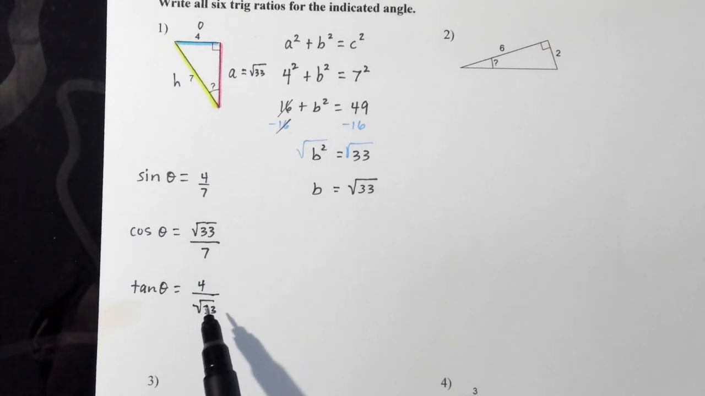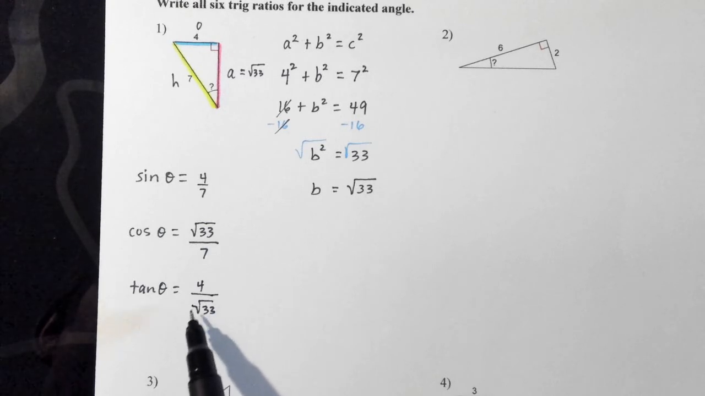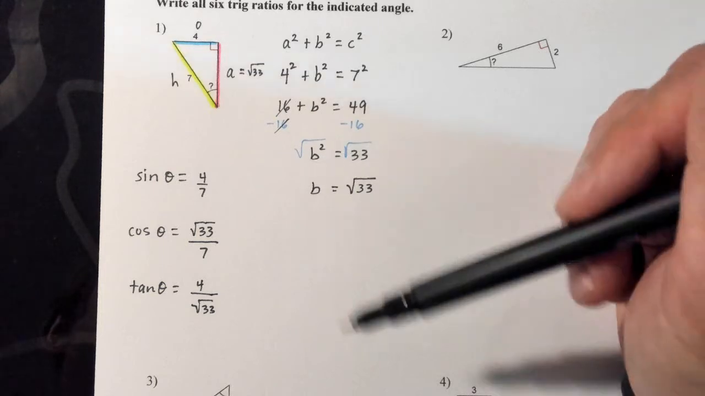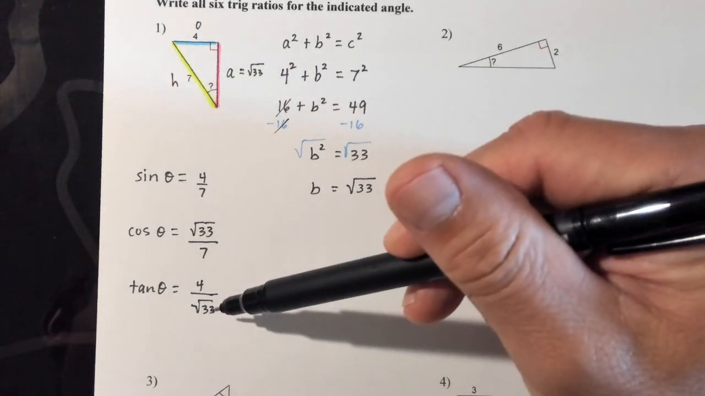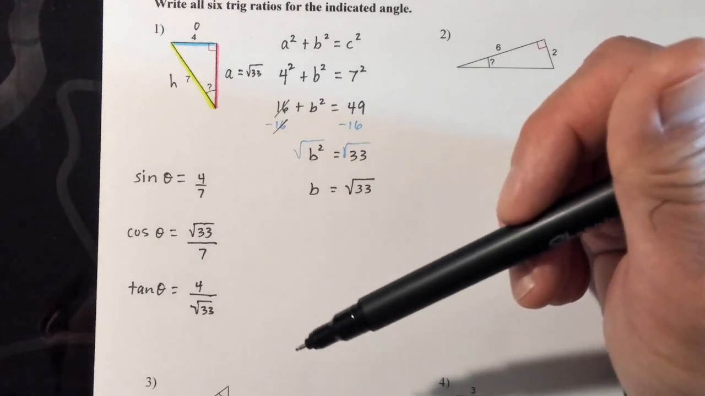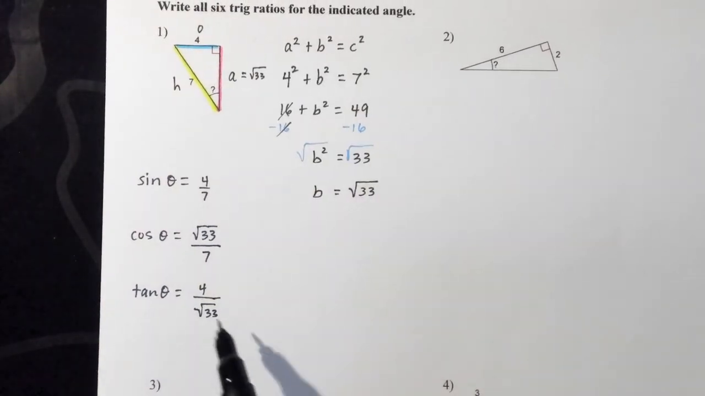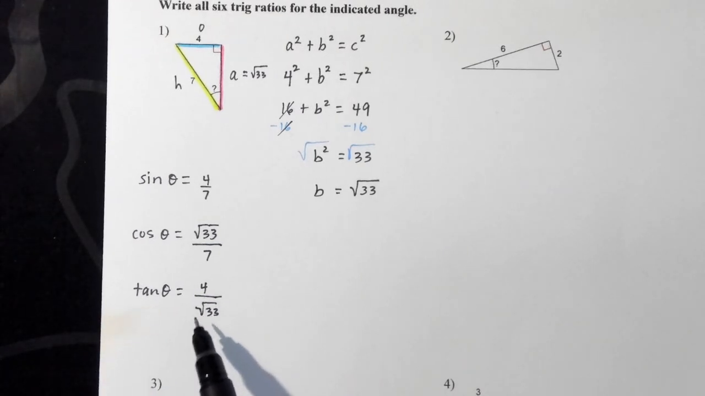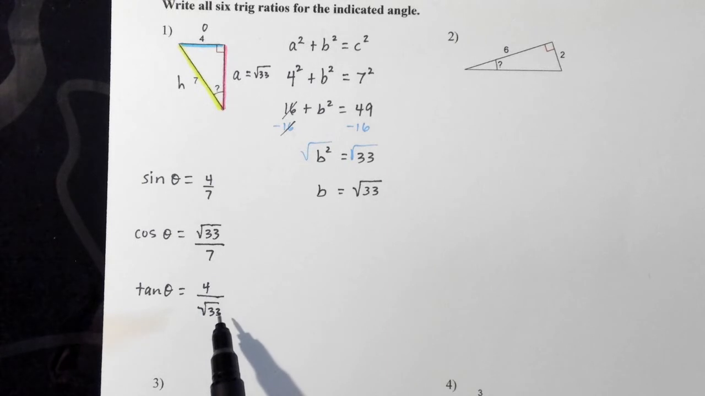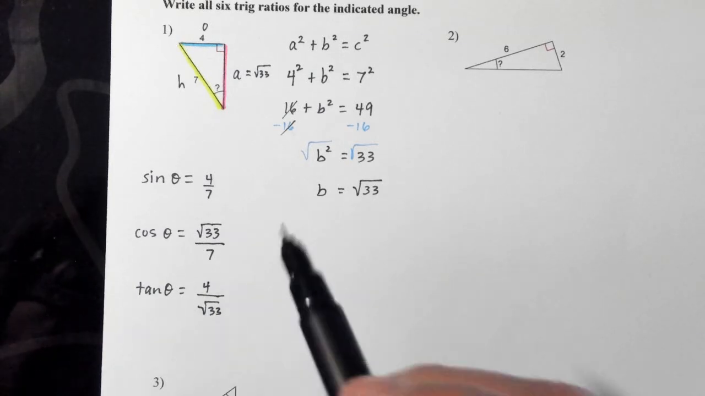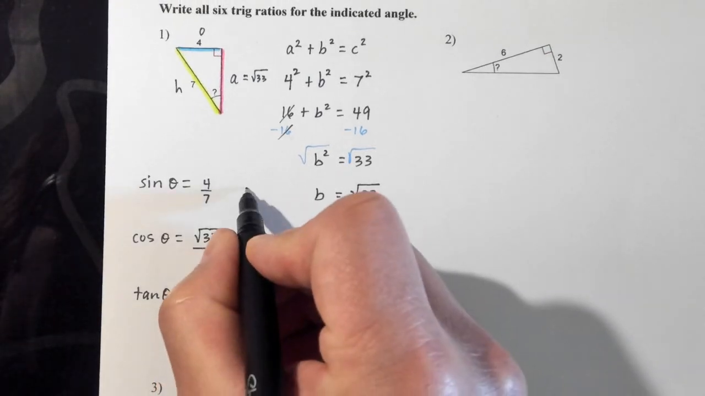Now, some books, some teachers, some professors say it's perfectly okay to leave a radical on the bottom of a fraction. I'm also going to show you what to do if your teacher or professor says it's not okay, that you have to do something called rationalizing the denominator, because square rooting usually leads to an irrational answer. You're going to rationalize it and make it into an integer. It's not that hard. I will show you later.